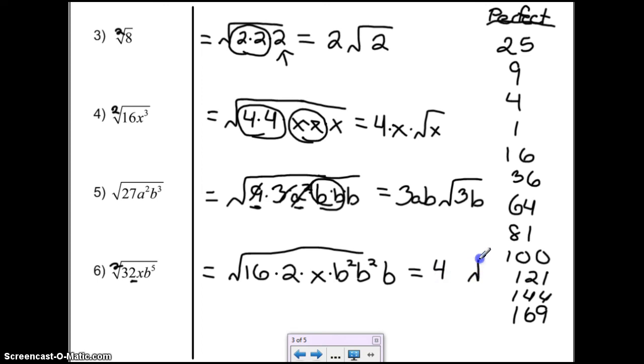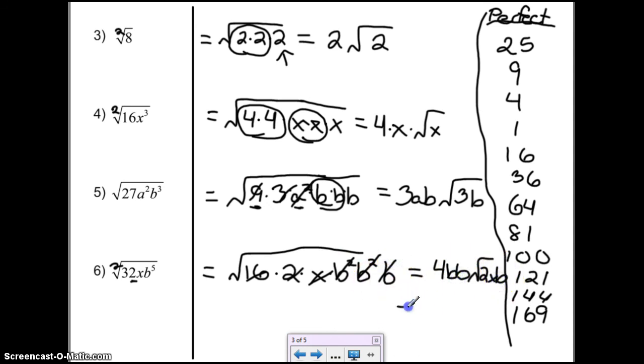And then, let me draw a little line here so I don't get confused. Okay, so that means I have a 2 left over on the inside. So those are both done. I have 1x, I can't do anything with 1x, so that's going to have to stay on the inside. I've got 2 b squared, so for each b squared, I can pull one of them out. I have another b squared, so I can pull another one out. And I've got a leftover b, so that's going to have to stay on the inside.